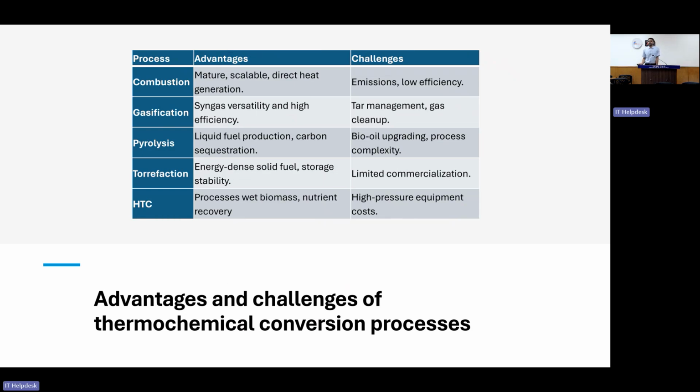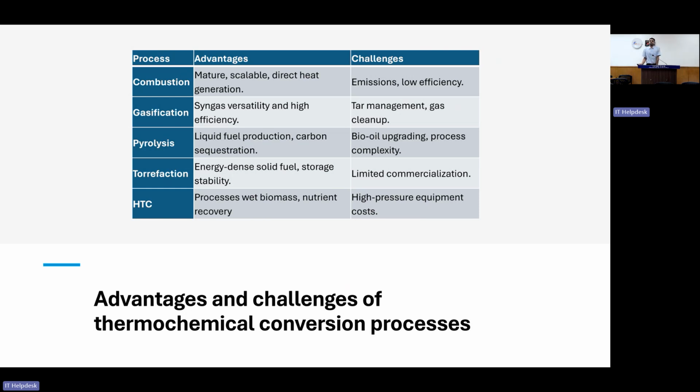Now coming to the advantages and challenges of the thermochemical conversion processes. Combustion has the advantage that it is one of the oldest technologies and is very mature, but nowadays there are concerns with direct combustion due to its direct emissions and very low efficiency.